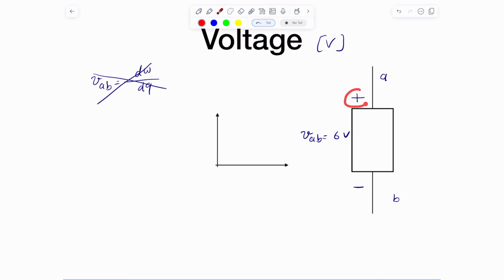Of course, similar to current, we can have negative values in here. For example, you can tell me, well, the voltage happened to be negative 6 volts. What effectively you're telling me is really B is higher than A by 6 volts. And that negative here is telling me that your assumption that this is higher than that is just wrong.